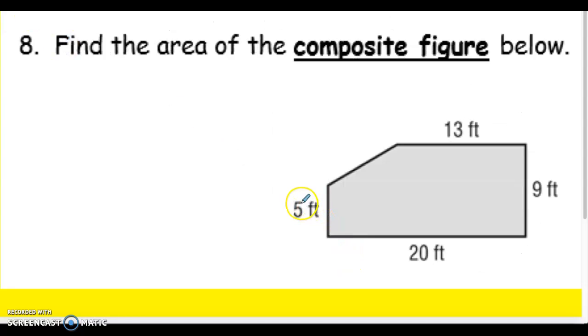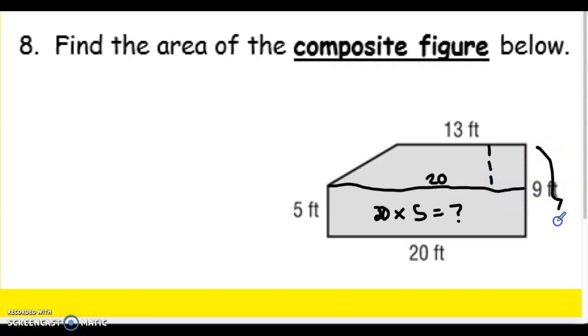Okay, number 8. For the composite figure, I'm going to separate this like this. I'm going to find the area of this rectangle, which is going to be 20 times 5. Okay, so I'm going to find the area of this rectangle. I'm going to find the area of this trapezoid. And for the trapezoid, the two bases are 20 and 13, and you have to figure out the height.